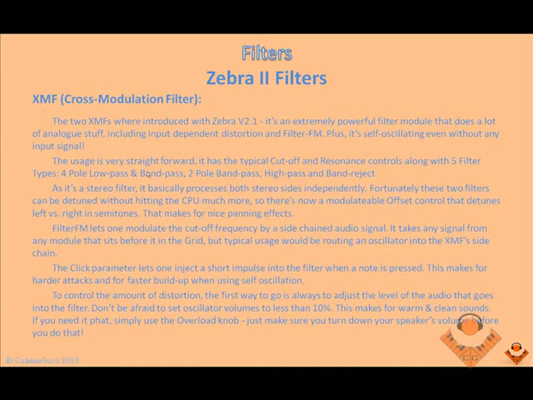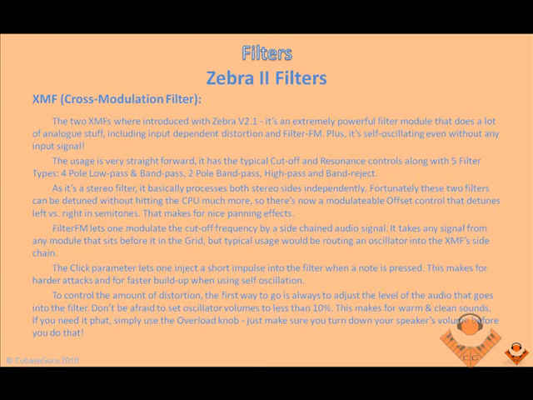This brings us on to the XMF, the cross modulation filter. We'll just have a look at some of this stuff. The two XMFs were introduced with Zebra version 2.1. It's a very powerful filter module that does a lot of analog type stuff, including input dependent distortion and filter FM. Plus, it also self-oscillates without any input signal. The usage is very straightforward. It's got typical cutoff and resonance controls along with five different filter types. You've got your four-pole low pass and band pass, two-pole band pass, high pass and band reject. It's also a stereo filter. It basically processes both stereo sides independently, which means that the two filters can be detuned from each other without using crazy amounts of CPU. You can modulate the offset control that detunes left from right, giving you a kind of panning effect.